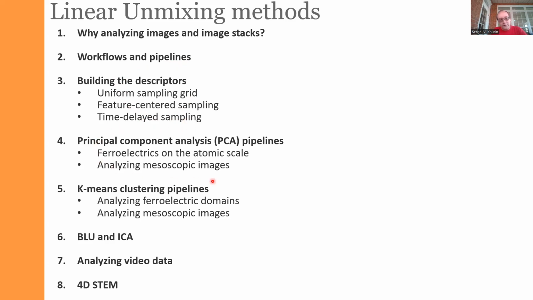And then I am going to illustrate a few applications of pipelines based on simple principal component analysis for atomic and mesoscale images, and a few pipelines based on k-means clustering. Then I will illustrate a few examples of how we can expand it using other forms of unmixing, such as Bayesian linear unmixing, independent component analysis, and how we can extend it to video data and 4D STEM. In all those cases, we effectively deal with the machine learning analysis of images.